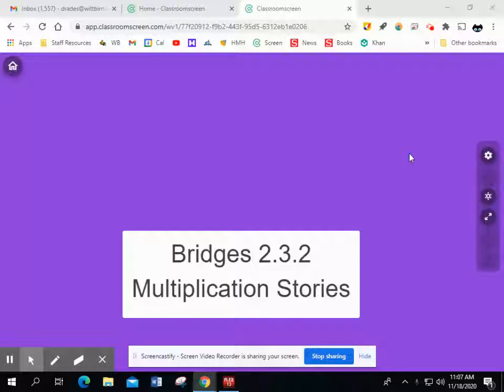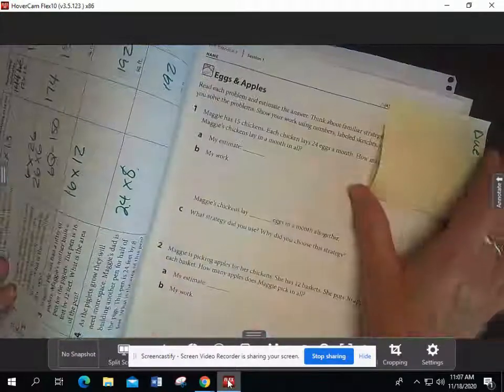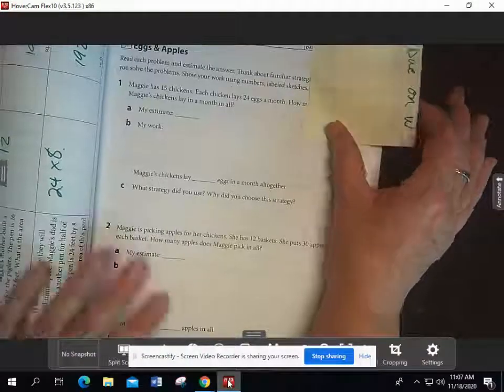So we are still working with multi-digit multiplication problems. But now today's work is just out of our workbook. So here we go. So we first are going to start with page 67.